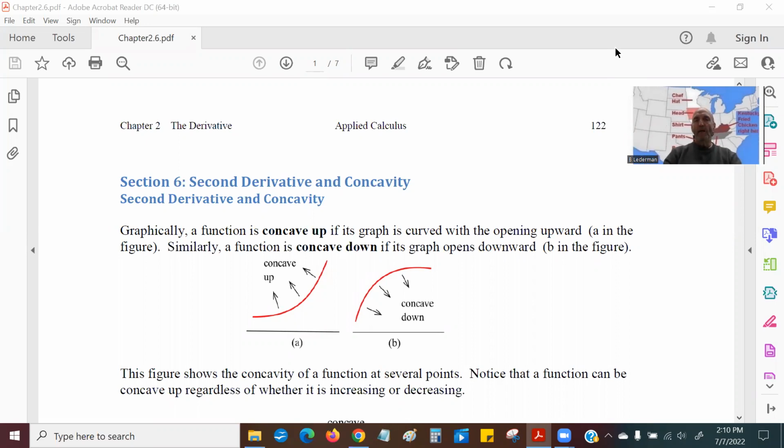Another important concept is concavity and the relationship between second derivatives and concavity. So let me just first of all give you an example of a second derivative.